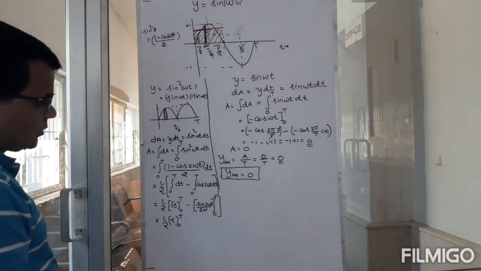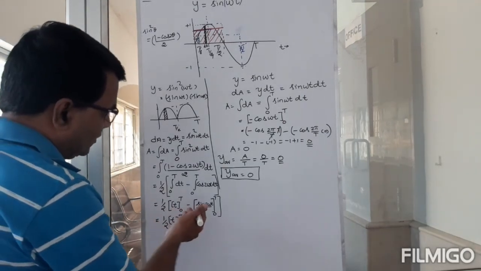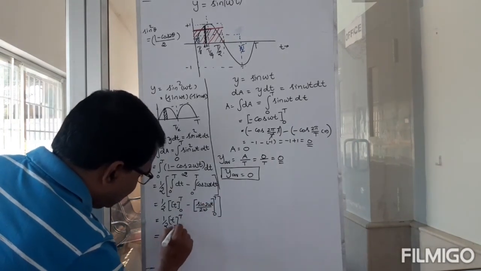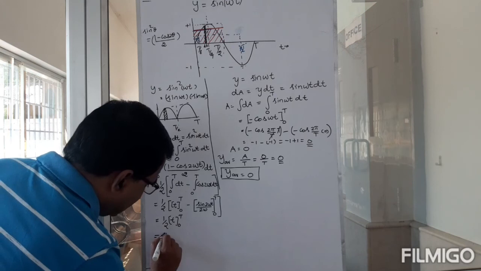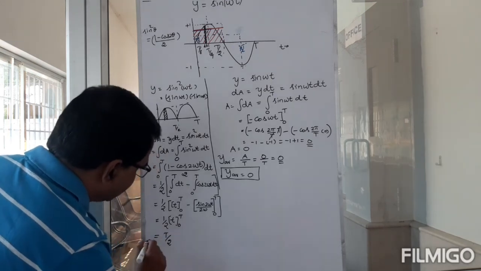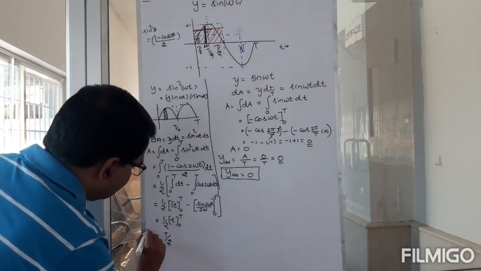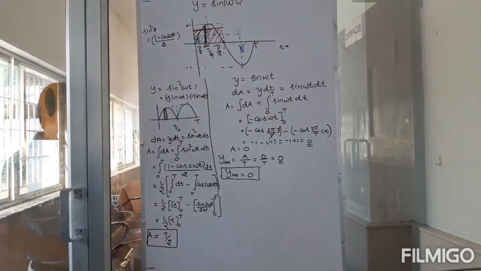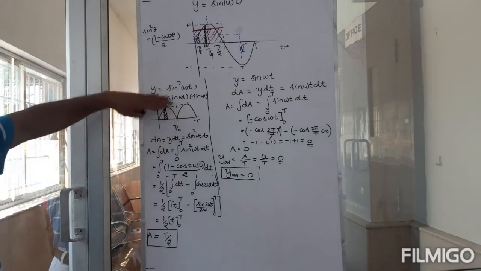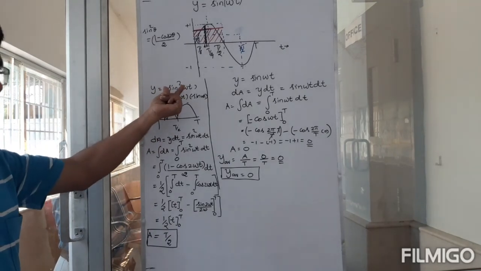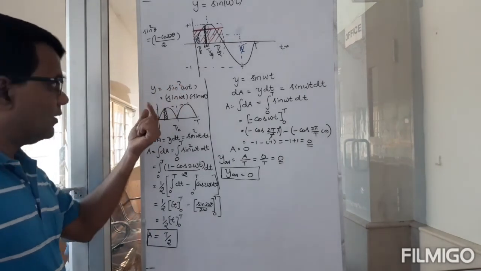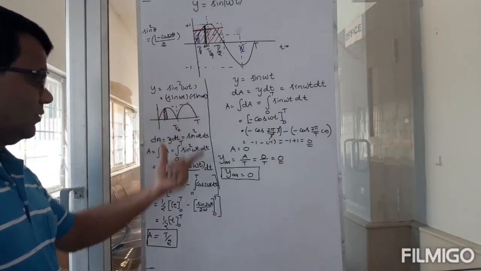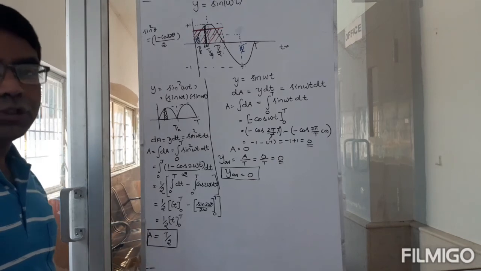Okay, so what do I get now? This is 0. So if I substitute this, then I get 0, and T will be T by 2, so the area is T by 2. So the area of the sine squared omega t function over one complete cycle is T by 2.